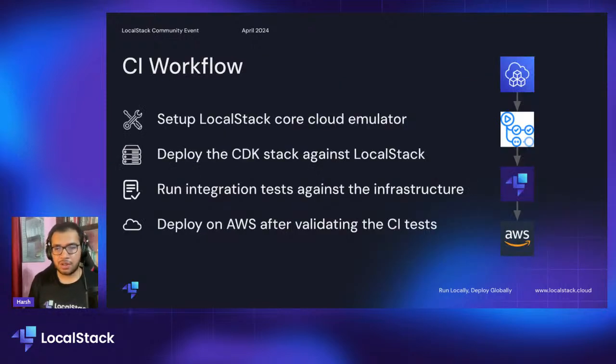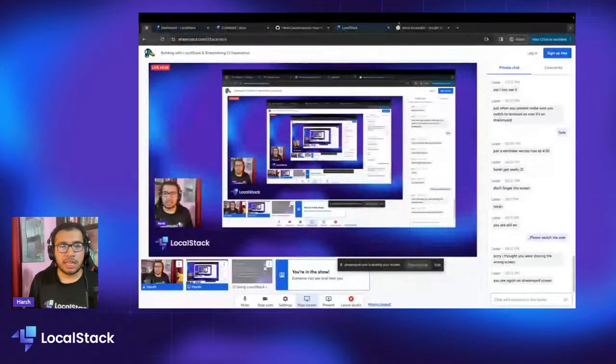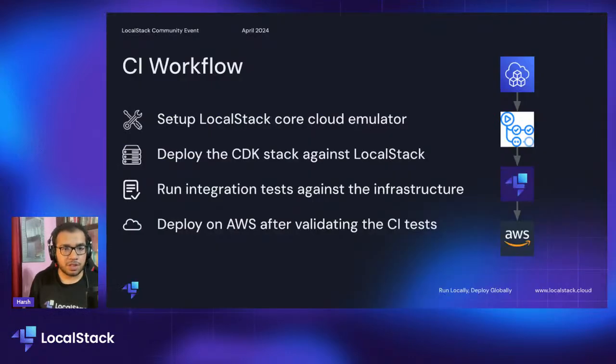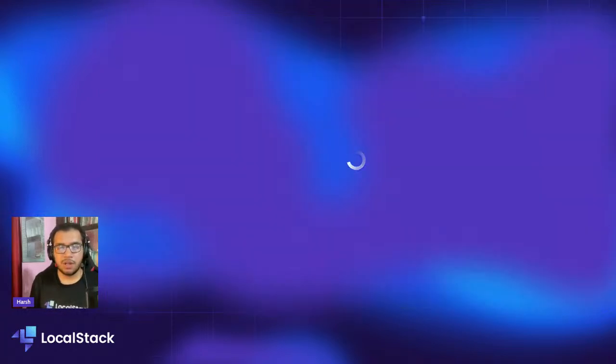There are really easy steps in this particular case. I would be setting up the LocalStack core cloud emulator, and for this I would be using the setup-localstack GitHub Action itself. So yeah, I would be using the official GitHub Action plugin that we have built.